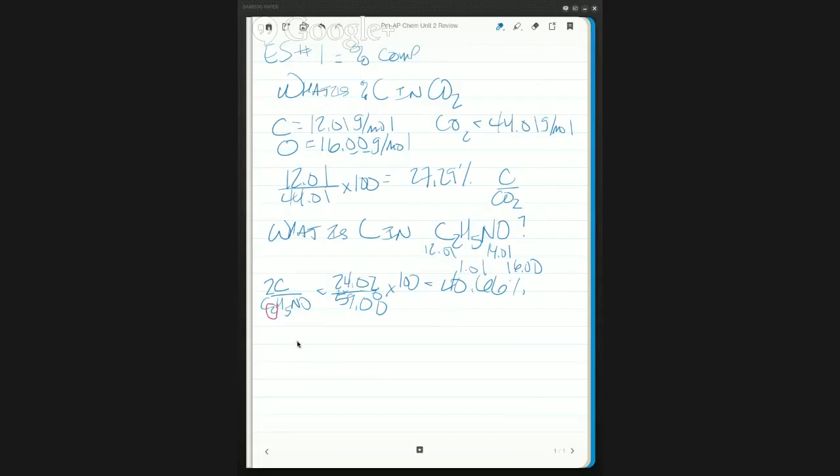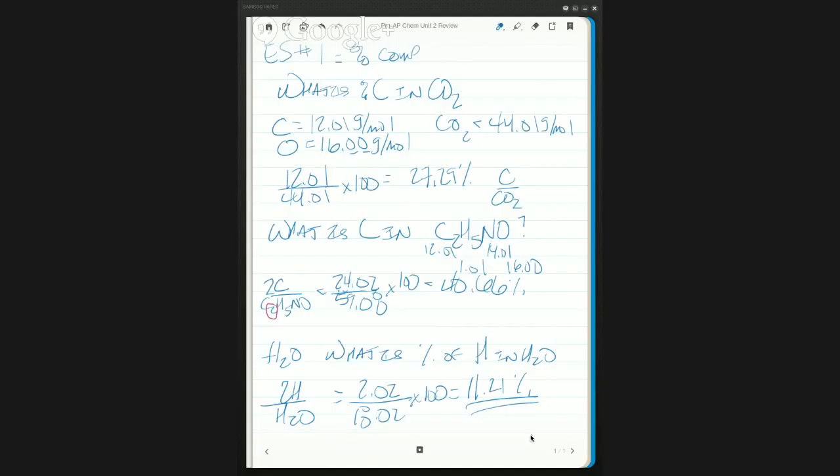Another good example, a more simple example if you're having problems with this, if I said, what is the percentage of hydrogen in H2O? And so we have to do 2 H's over H2O because we have 2 hydrogens in H2O, which means it's 2.02 divided by 18.02 times 100, and I get a majestical 11.21%. Yay. Okay. So don't forget to do that. That could be very important for the test.